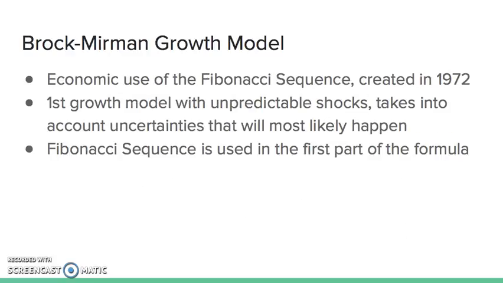Now some real world use is the Brock-Mirman growth model. It's an economic use of the Fibonacci sequence, and it was created in 1972. It was the first growth model with unpredictable shocks and takes into account uncertainties that will most likely happen, such as a stock market crash. And in the first part of the formula, the Fibonacci sequence is used to help write it.